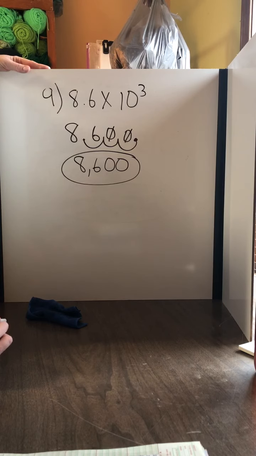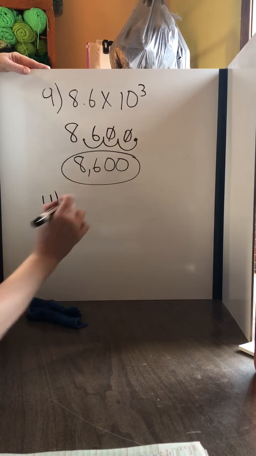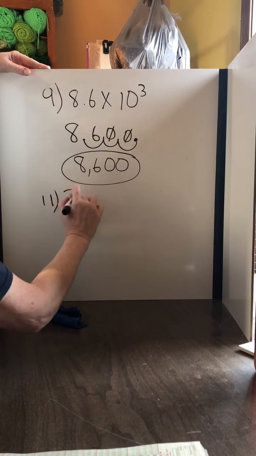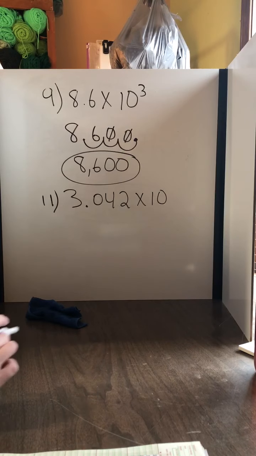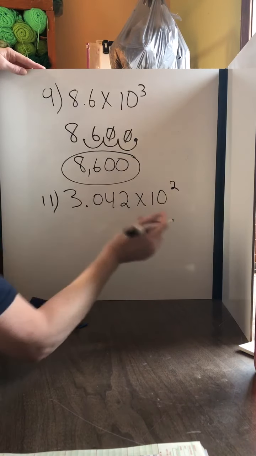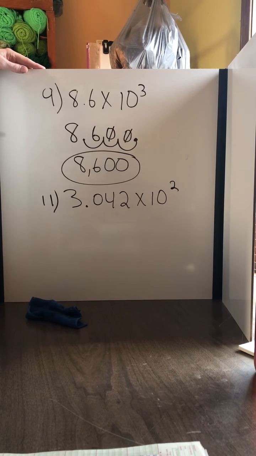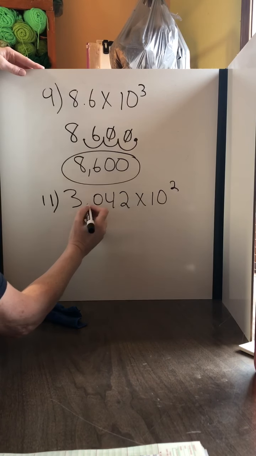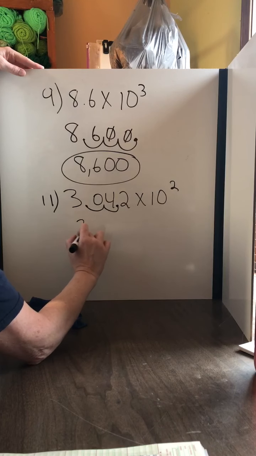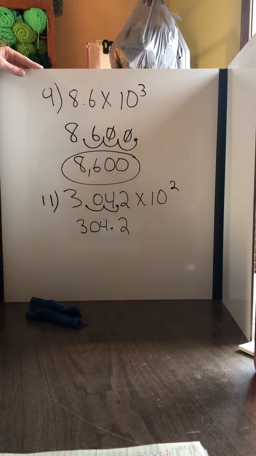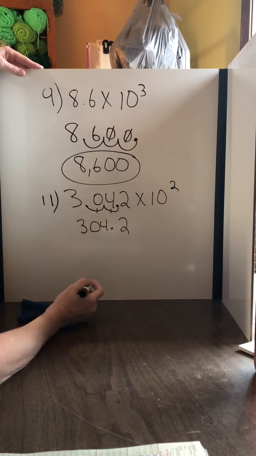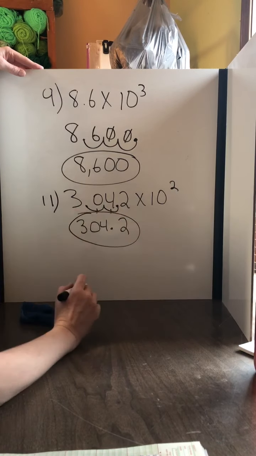And another example we could do is number 11, which is 3.042 times 10 to the 2nd power. And remember, 10 to the 2nd power is just 100. So if you put 3.042 times 100 in your calculator, you would get the answer to this problem, which is moving the decimal over 2 spaces. You would get 304.2. So 3.042 times 10 to the second power is 304.2, and that would be your answer in standard form.